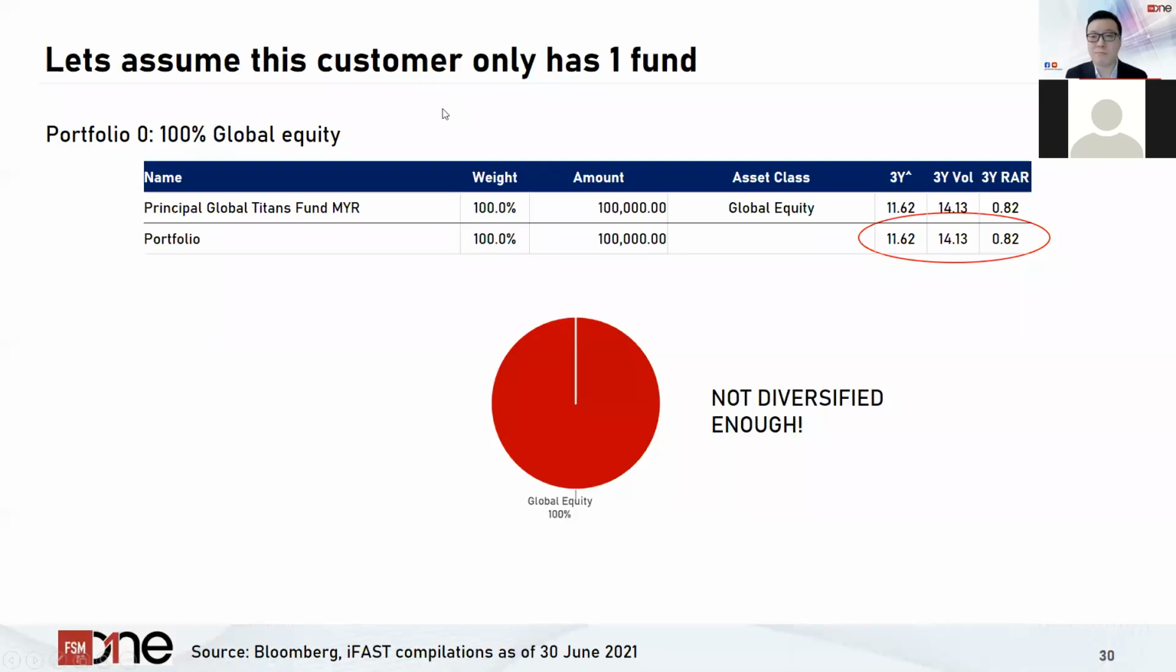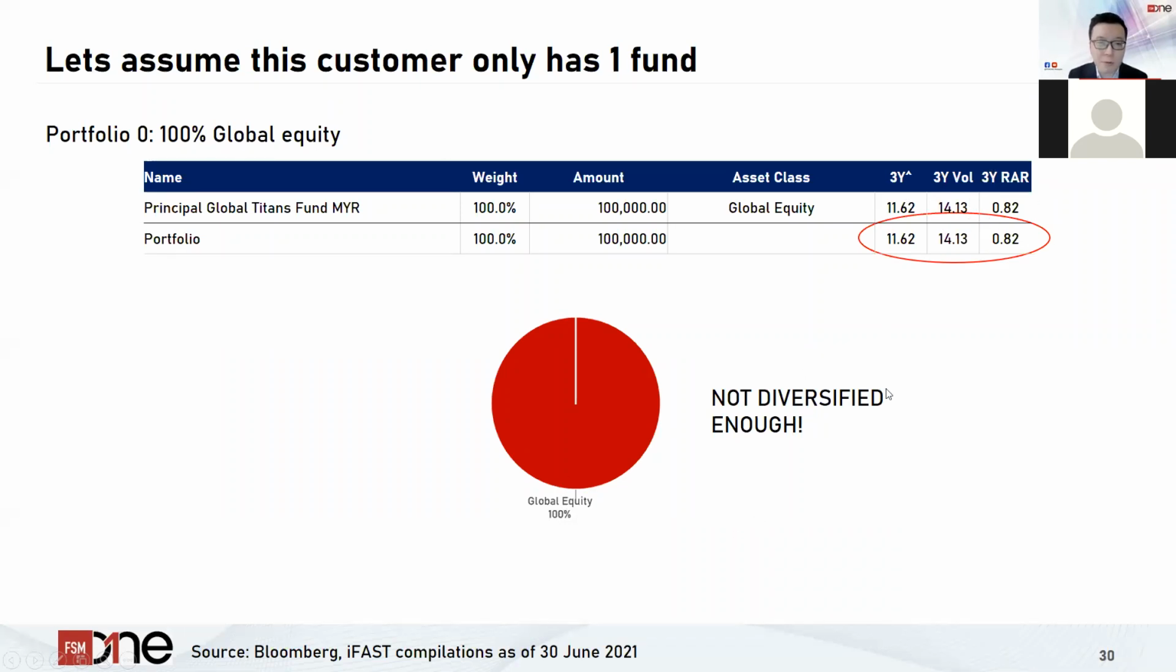Let's assume this investor has only one fund in his portfolio, which is 100% in global equity, the Principal Global Titans Fund. This is the statistics for the individual fund itself. It produced 11.6% per annum return in the past 3 years. The annualized volatility, the standard deviation, is 14.1%. And if you remember the formula from before, how to calculate risk-adjusted return, you take the annualized return divided by the standard deviation, you get 0.82.